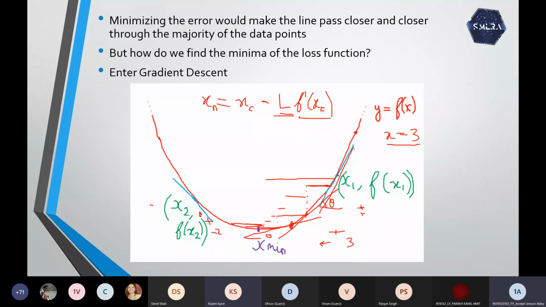In gradient descent, you don't need to plot the graph. I'm just plotting the graph for your understanding. We just need to do these steps multiple number of times. The more number of times you do, you will reach your minima. This is an iterative algorithm. You just need to run a for loop, doing xn equal to xc minus L f dash xc, and you'll reach your minima.